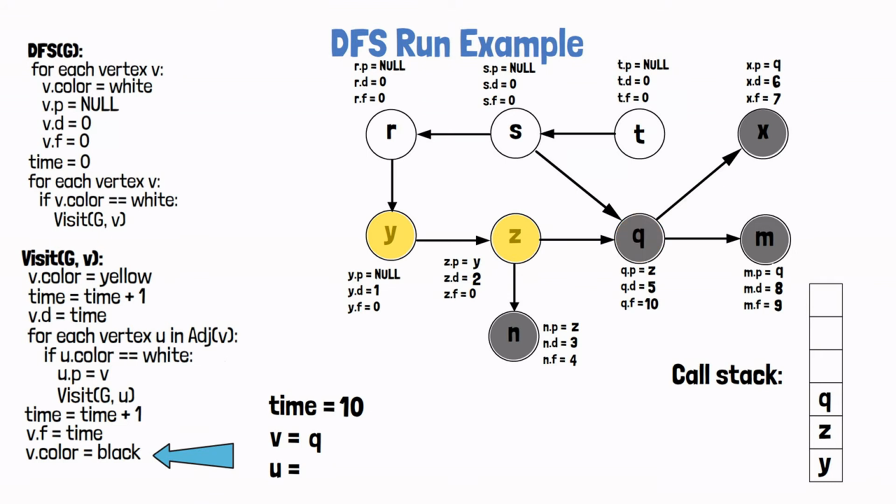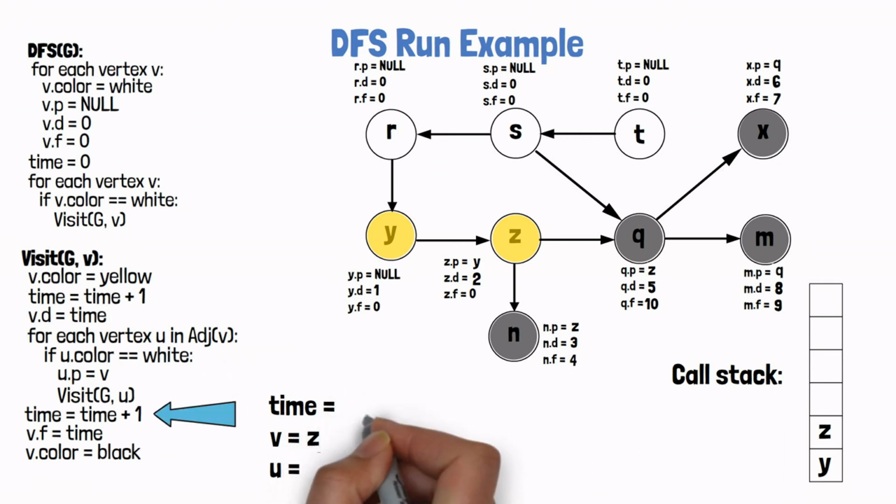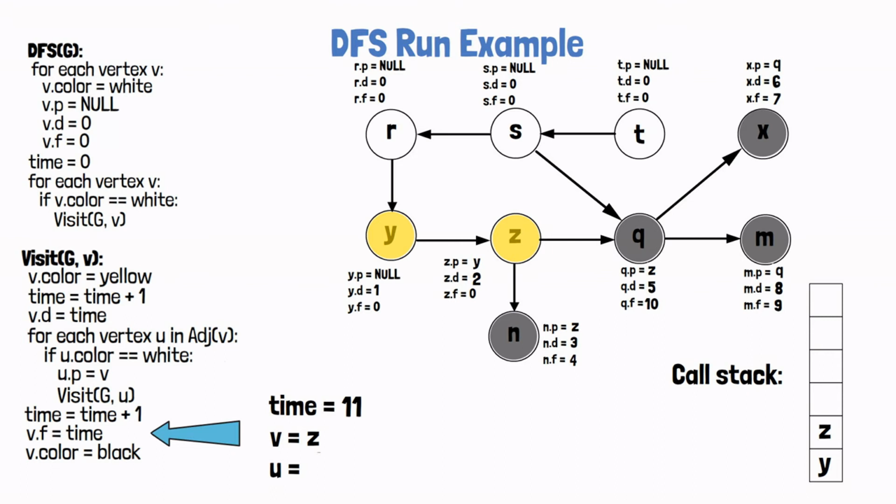We ended the visit for q, so we clean the call stack context and local state and go back to where it was called. We are back to z, and we already handled all of its neighbors, so we exit the for loop. We increment the time to 11 and set 11 to be the finish time of z. We color z as black as we finished handling it. We clean the call stack and state and go back to where it was called.